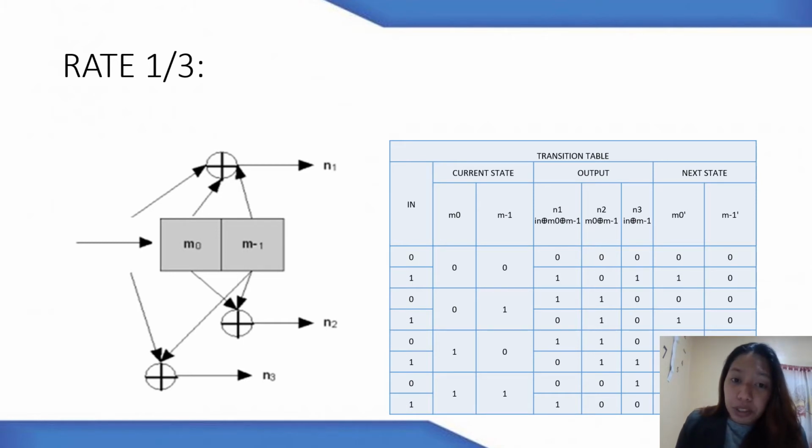So, the output for input 0 is 0, 0, 0. And next, for the input 1, we have output 1, 0, 1. Input 0, we have output 1, 1, 0, and so on. As a result, the next state is 0 for the first input, which is 0, 1 for the second input, which is 1, 0 for the third input, which is 0, and so on.